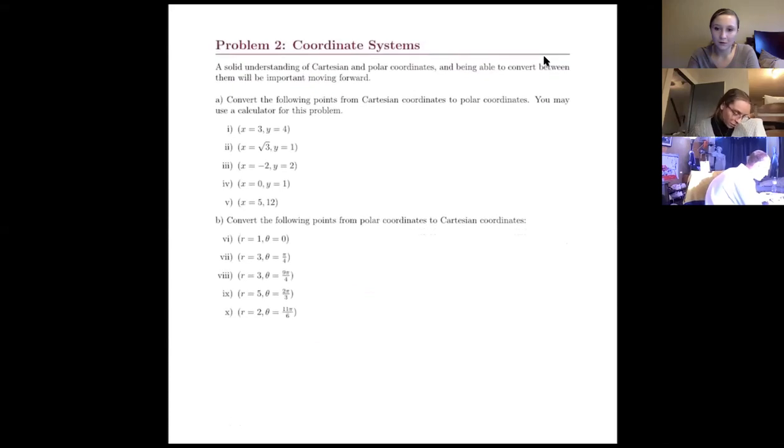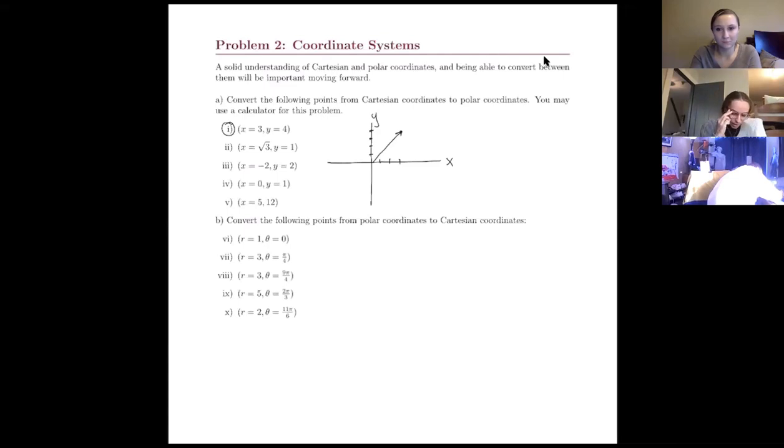Problem 2 is about converting between Cartesian and polar coordinates. So we can do one of each of these. Let's do the first one. Generally how I would do these is draw it out so you have a sense of what it looks like. Here we're going from Cartesian to polar. So let's draw our little Cartesian coordinate system. It's x equals 3, y equals 4. So 1, 2, 3, 1, 2, 3, 4. So that is going to be our point.